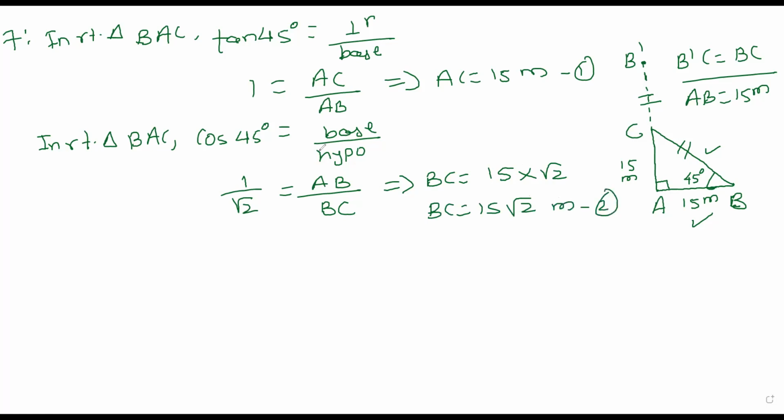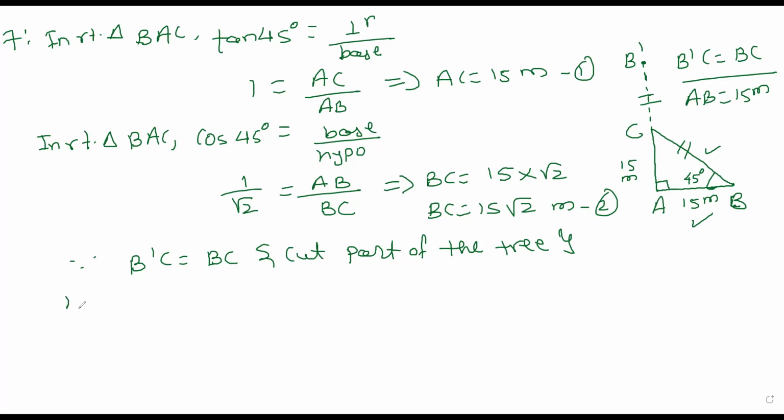This is statement 2. Now, since B dash C is equal to BC, the cut part of the tree. Don't use "cutted", it is not the past tense. Cut, put, cut part of the tree. So B dash C is equal to BC, right?